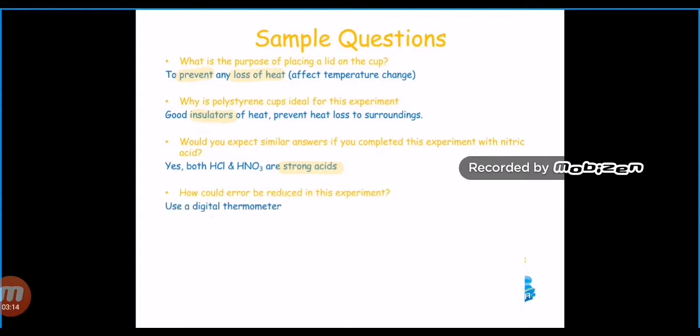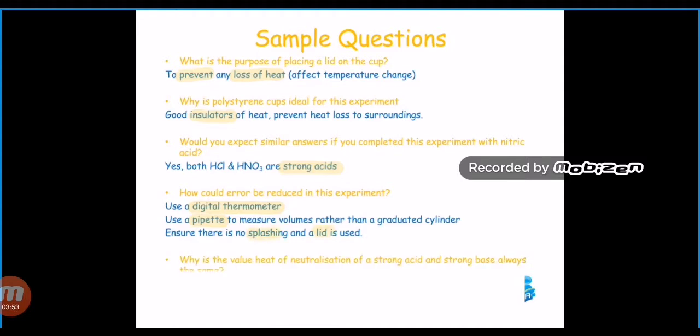Another question you could be asked is, how could error be reduced in this experiment? And there's multiple ways error can be reduced. So error can be reduced by using a digital thermometer. You can use a pipette to measure the volumes of your solutions rather than a graduated cylinder. So you could pipette 25 centimeter cubed portions of each of your solutions until you reach the required volume. And then you could ensure that there's no splashing when you add your two reactants together, because you don't want any of them to get stuck to the side of your polystyrene cup. And also using the lid as we previously mentioned.